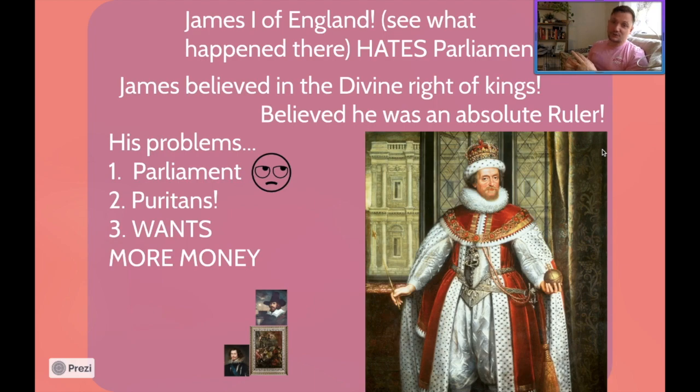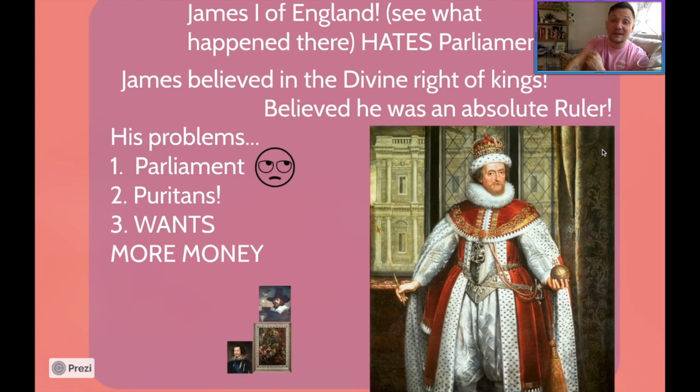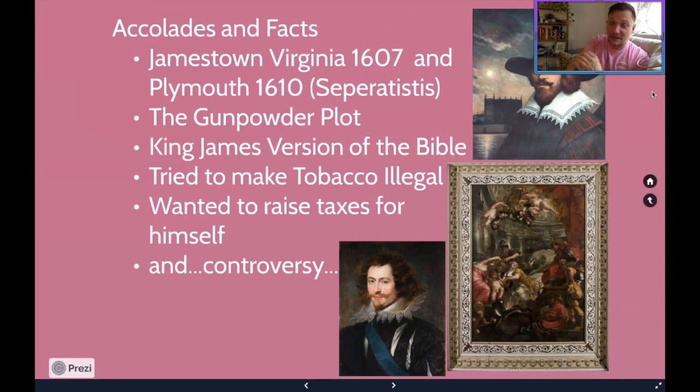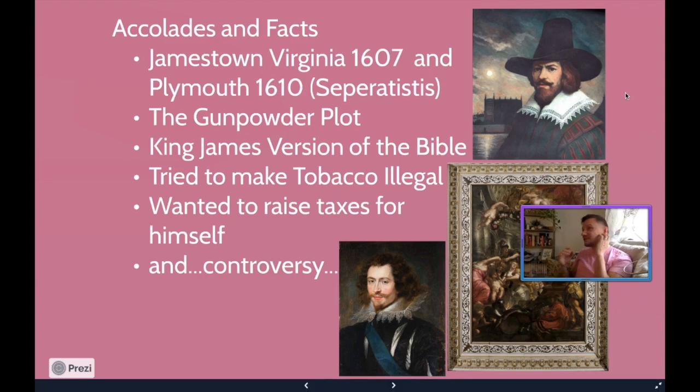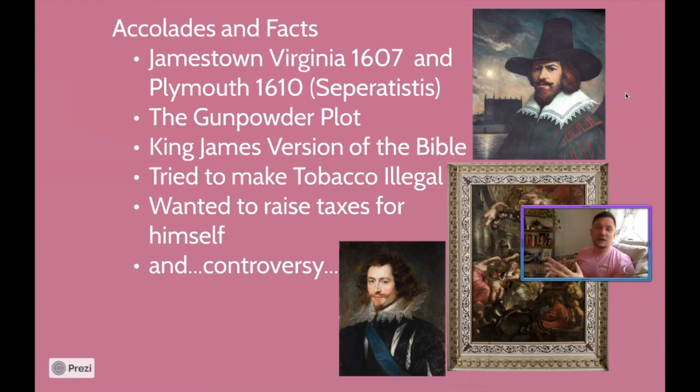Also, the biggest thing that James wants, the biggest problem he has, is he wants more money. And he wants more money so he can spend it on himself, okay? So the thing you need to understand about James is that there are several different little elements of his story that are going to be really, really big.